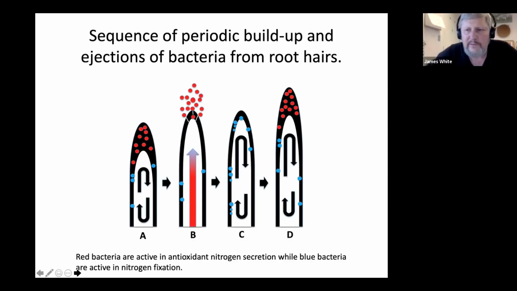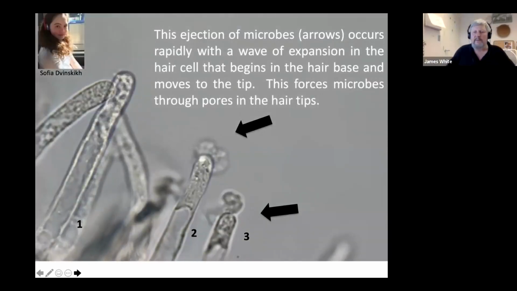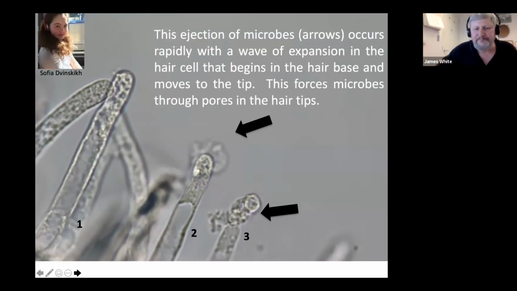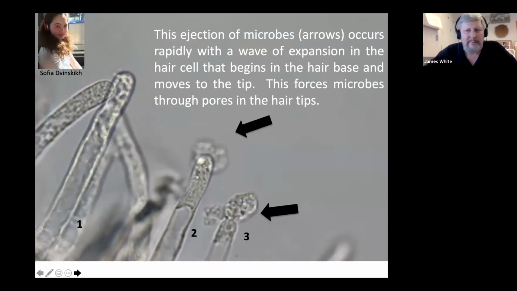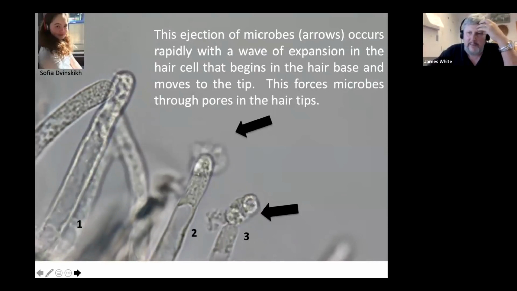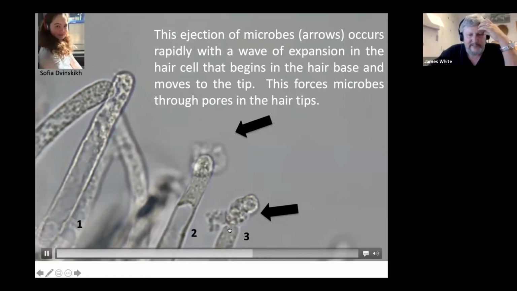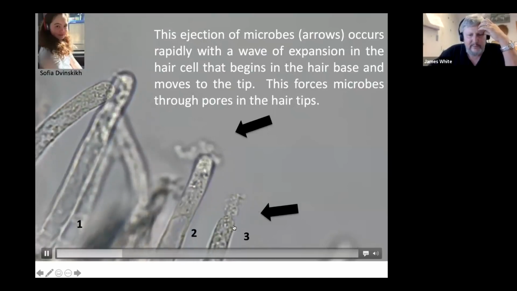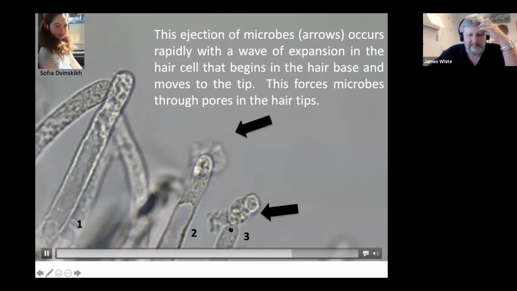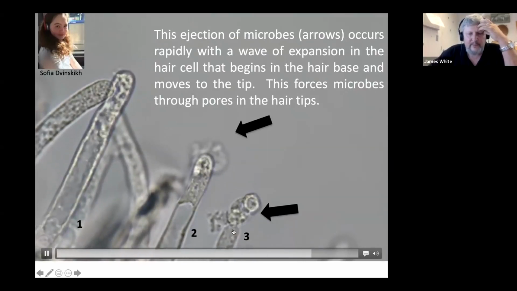I mean, we could be talking about an hour or 2 hours variability depending on the plant. We really don't know a whole lot about it. This is tomato root hair, and you can see the bacteria from these tomato root hairs actually being ejected through the pores at the tip of that hair. You can see there's some like 3 little pores on number 3 there. Looks like they're going out of those.